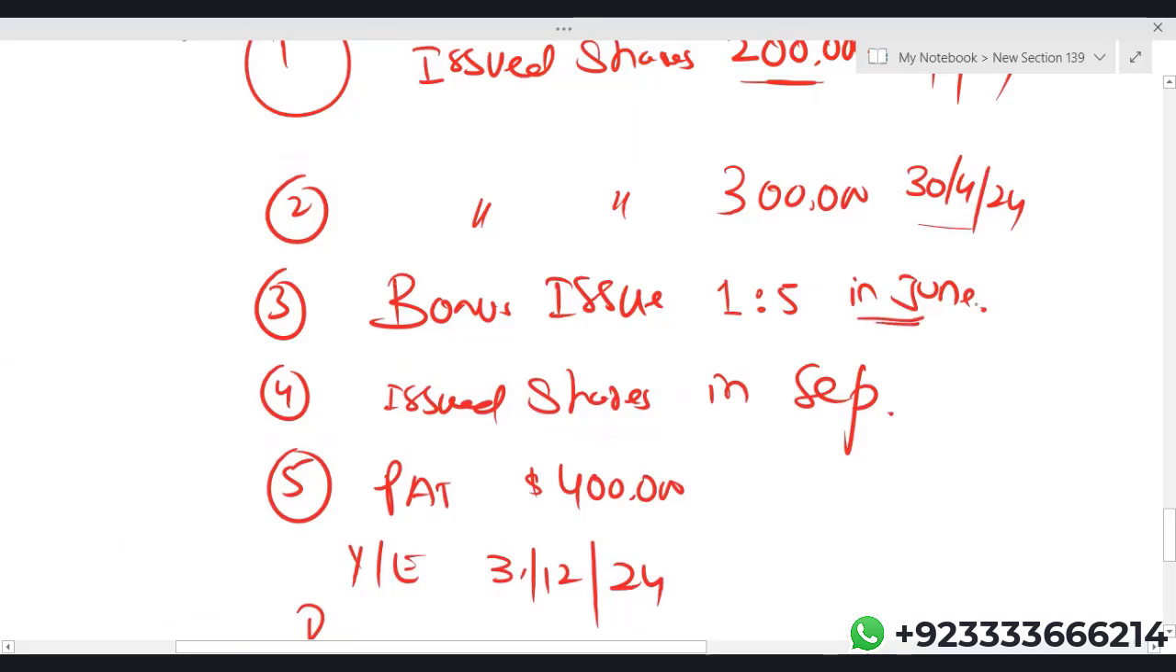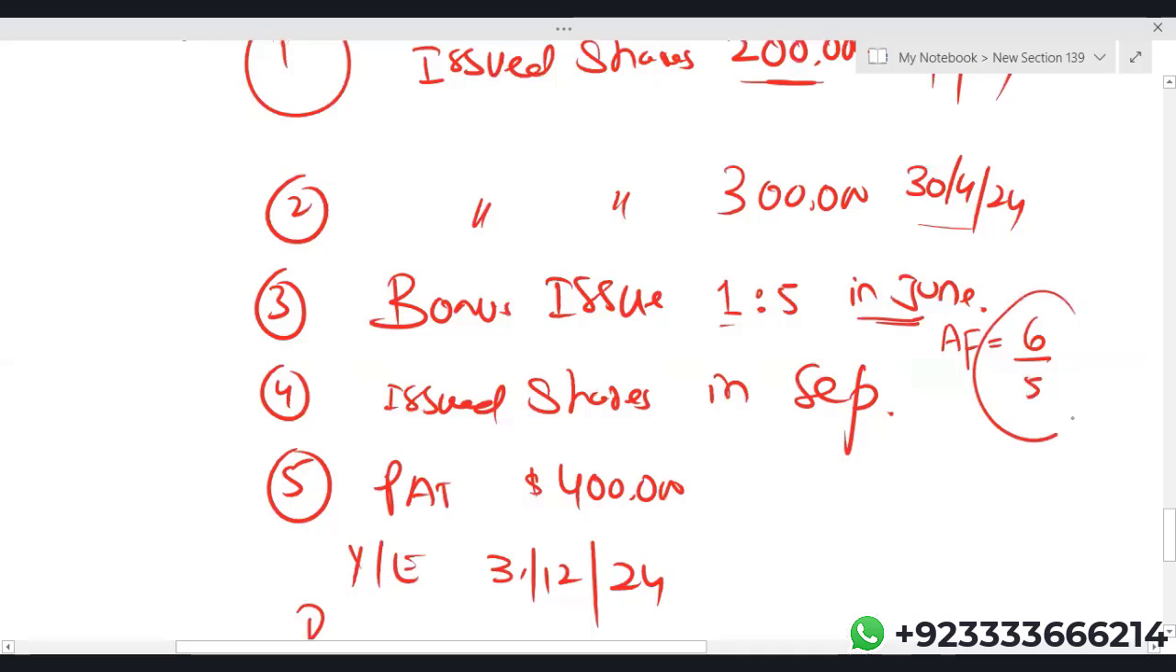In June, there's a bonus issue. So the adjustment factor of the bonus issue will be, 1:5 means 1 bonus against 5 shares. If there is 1 bonus against 5 shares, after the bonus the total number of shares will be 6, and before the bonus they are 5. So obviously 6 upon 5 is your adjustment factor and mathematically it results in more than 1.